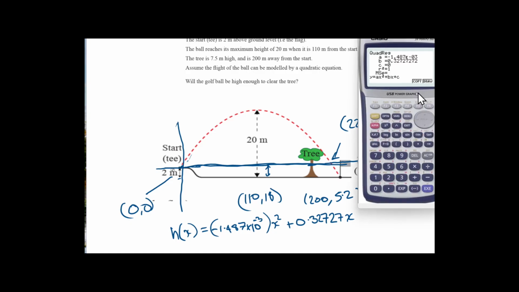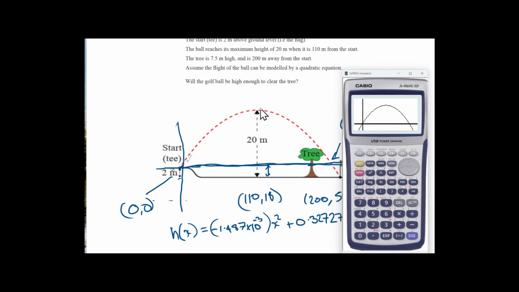Then I'm going to go to the grapher function, and I'm going to put this in. So negative 1.487 times 10 to the power of negative 3 x squared plus 0.327 to 7x. Put it in our function, and that's the function that we've got there.